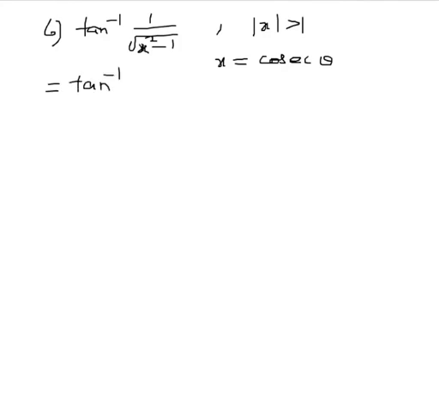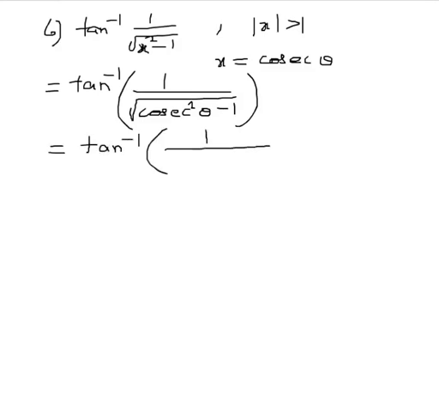Sixth question. Tan inverse of 1 by root of x square minus 1. And the condition given is absolute value of x is greater than 1. Let us substitute x as cosecant theta, or you may substitute secant theta also, but this will be better. We can reduce one or two steps. Tan inverse of 1 by root of cosecant square theta minus 1.